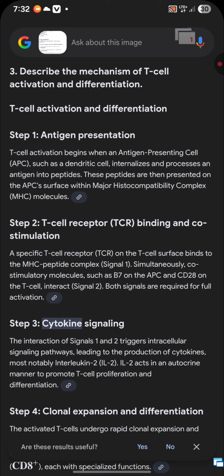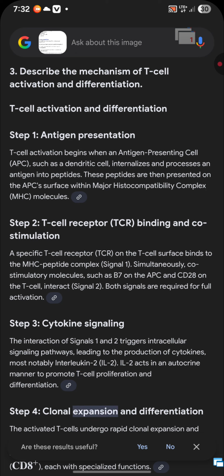Step 3. Cytokine signaling. The interaction of signals 1 and 2 triggers intracellular signaling pathways, leading to the production of cytokines, most notably interleukin-2, IL-2. IL-2 acts in an autocrine manner to promote T cell proliferation and differentiation.